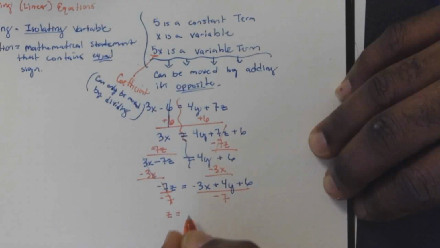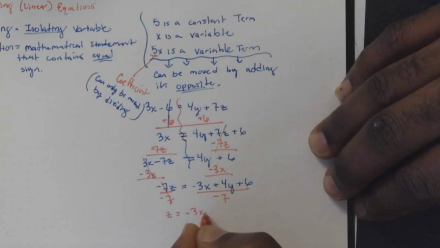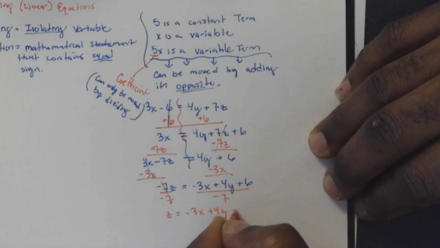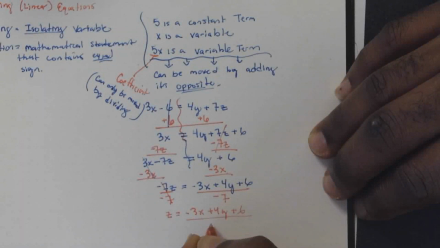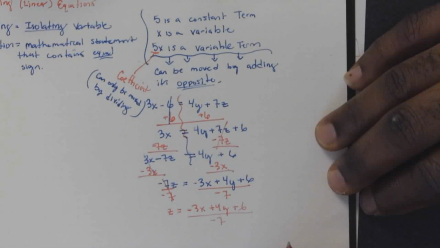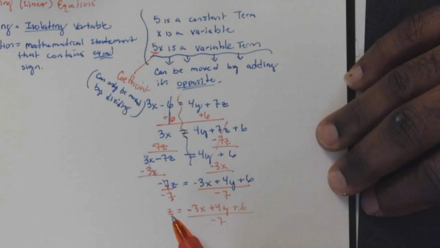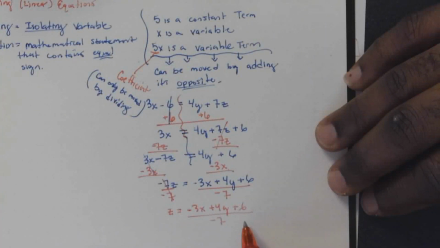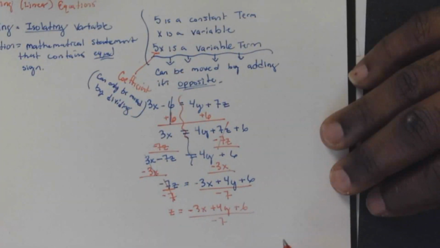I want regular z is equal to negative 3x plus 4y plus 6 all over negative 7. I'll take that. That's getting z by itself. I want regular positive z. If you divide by a positive and change the sign, you're going to have a negative variable. I don't want that. You want a regular letter.